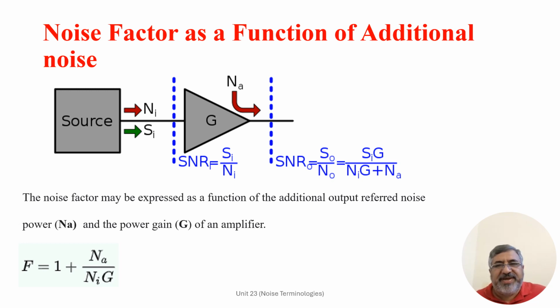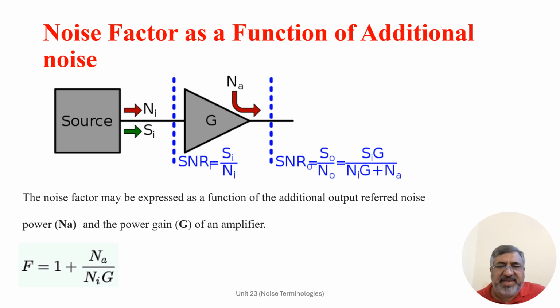Low noise amplifier is an inherent feature of a wireless transmitter. In an amplifier, the source output has a signal of power SI and noise power NI, and both signal and noise get amplified. However, in addition to the amplified noise from the source, the amplifier adds additional noise to the output, denoted by NA. Therefore, the SNR at the amplifier output is lower than the input level.